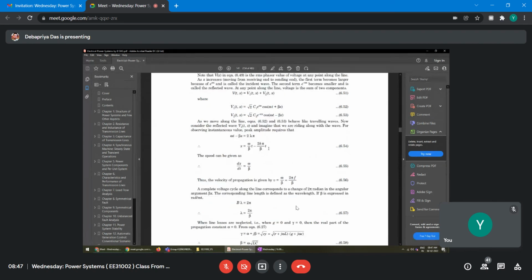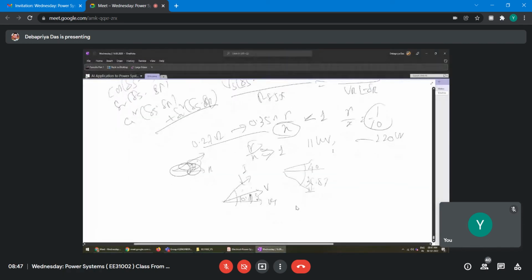So in that case, x should be equal to omega t minus 2k pi, therefore x is equal to omega by beta t minus 2k pi by beta. This is obvious. Here I am writing omega by beta t minus 2k pi by beta.